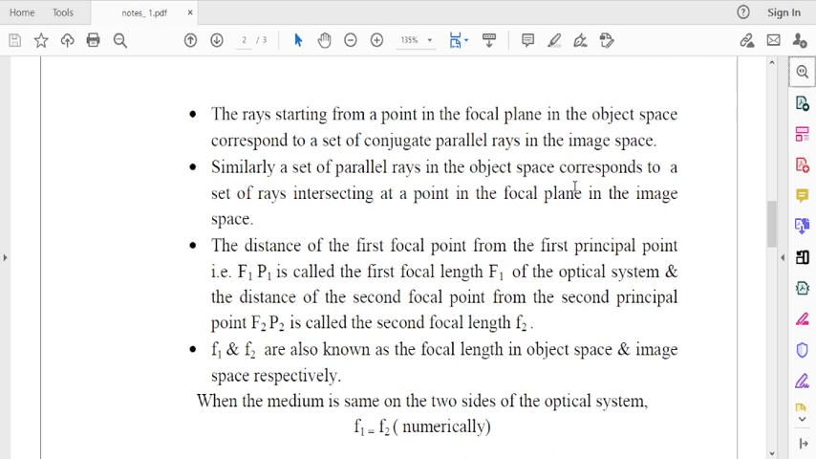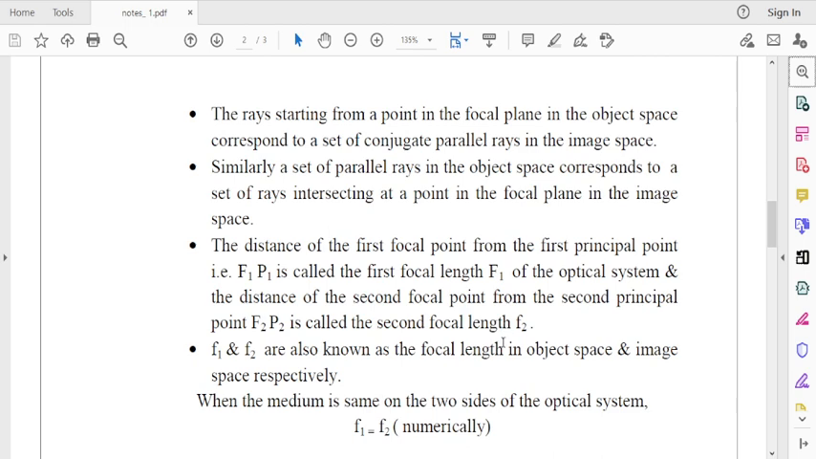Now, as we have discussed, the focal lengths f1 and f2 are also known as the focal length in the object space and image space respectively. And when the medium is the same on both sides of the optical system, then f1 equals f2, meaning the focal length on one side is numerically equal to the focal length on the other side.